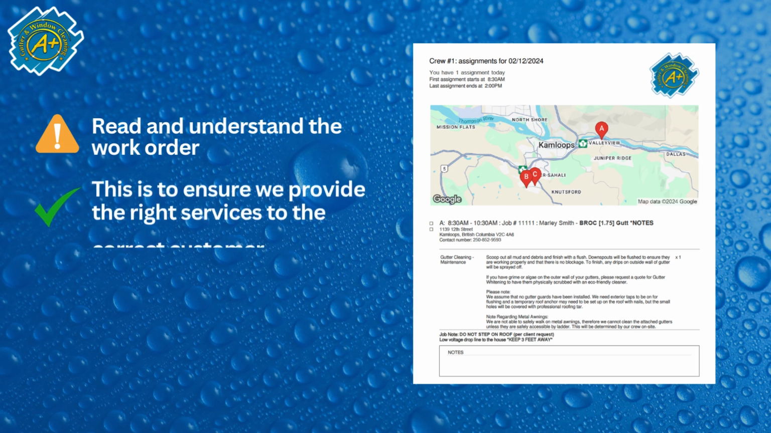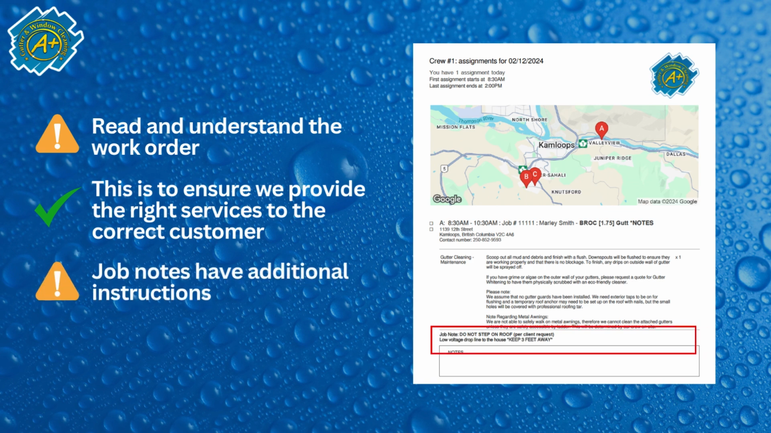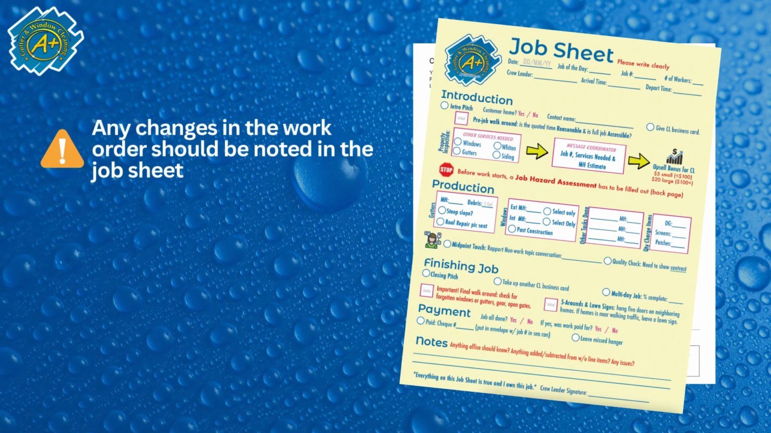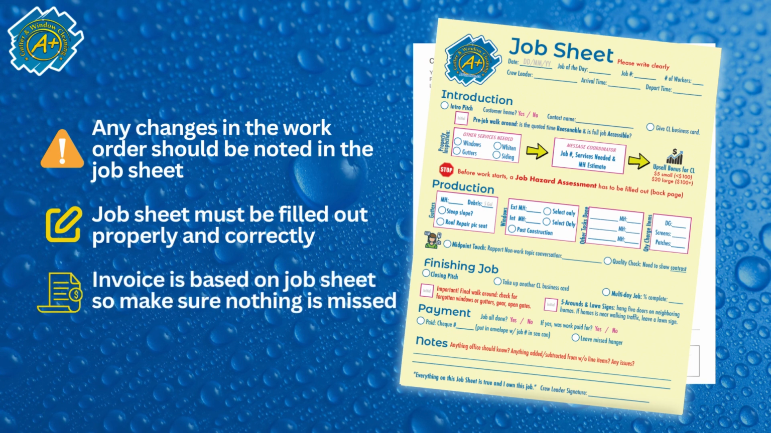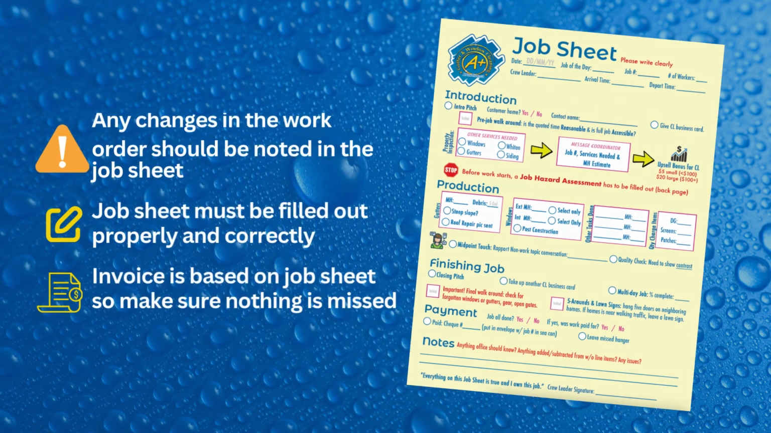As a crew leader, it is important to read and understand the work order. This is to ensure we are providing the right services to the correct customer. It is equally important to read through the notes, as there are jobs with special instructions or need special equipment. If there are any changes to the work order, make sure to note it on the job sheet. As crew leader, you have to ensure that the job sheet is filled out correctly and properly at the end of the job. This is crucial as we base our invoice on the job sheet, so we have to make sure that everything is accounted for.